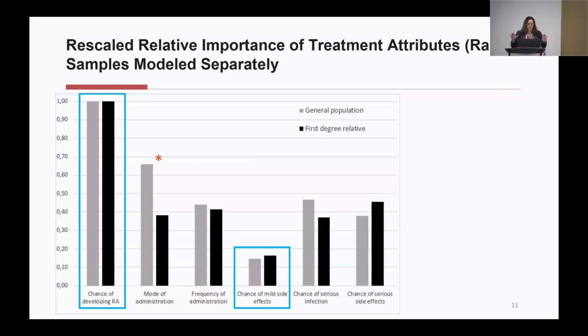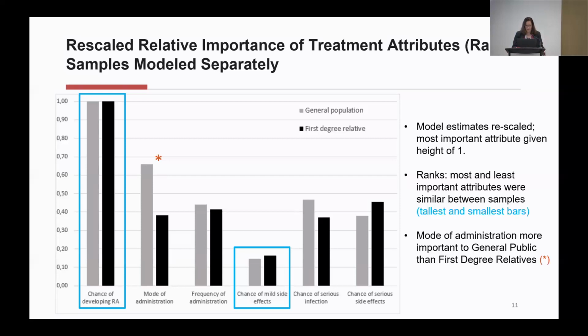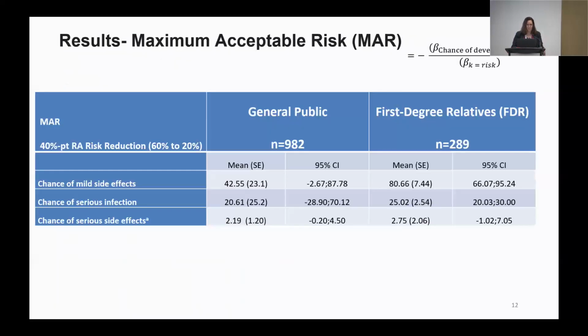So I have my two different samples and I say, okay, well, for the most important thing, my proxy, my general public did okay. And for the least important thing, they agreed. In the middle, it's generally similar. And then the red asterisk is there was definitely a difference in terms of how the two populations ranked the mode of administration. There's some things about injections and things like that. Again, I'm not going to read these. They were for people who were not here.